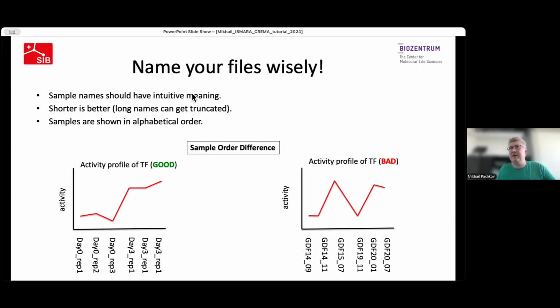Also, one important thing about very long sample names is that when they are shown, for example, on the plots, very long names get truncated, which also reduces the ability to understand data correctly.